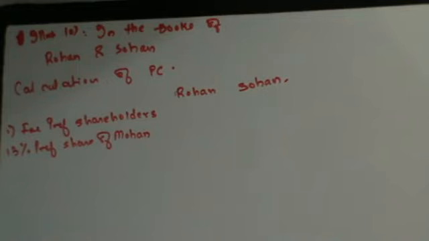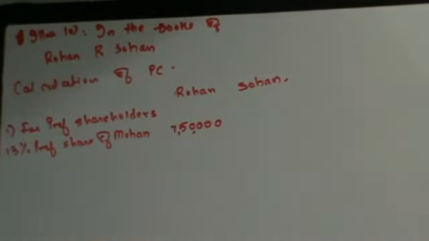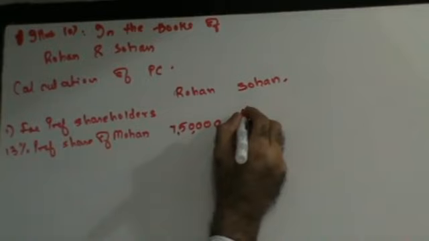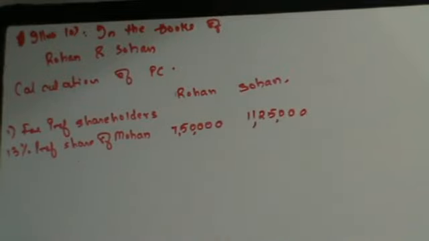Now, how many preference shares are they holding? Rohan has 6,000 shares. 6,000 into 125 is 7,50,000. And next you have Sohan. Sohan has 9,000 shares. 9,000 into 125 is 11,25,000. So this is what will be paid to the preference shareholders.